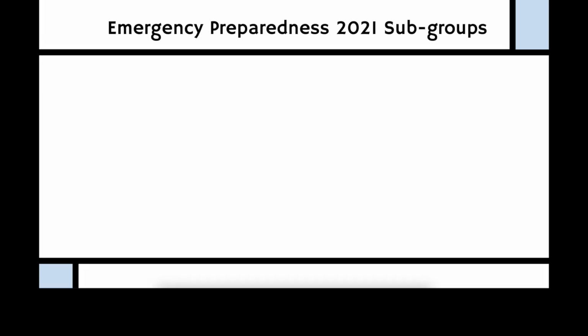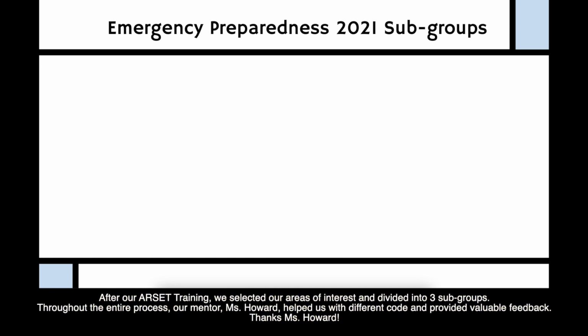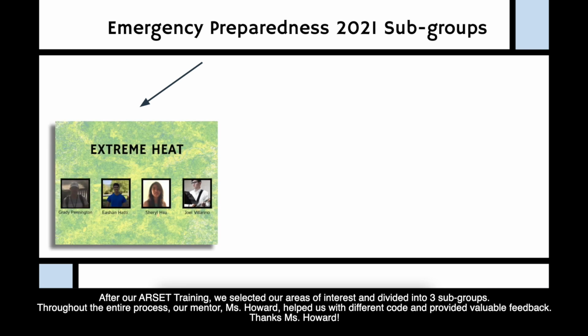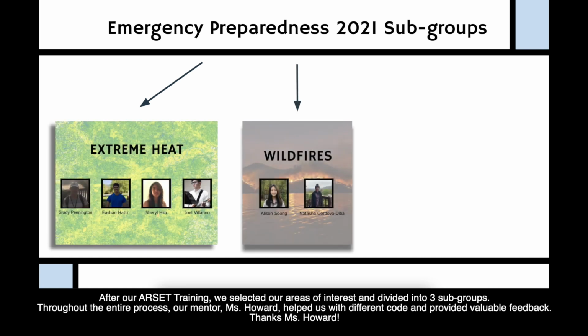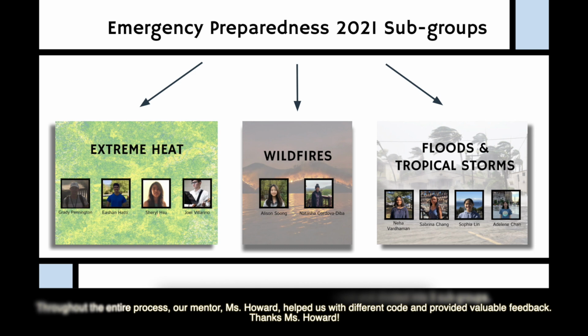After our ARSET training, we selected our areas of interest and divided into 3 subgroups: extreme heat, wildfire, and tropical storms and flooding. Throughout the entire process, our mentor, Ms. Howard, helped us with different code and provided valuable feedback. Thanks, Ms. Howard.